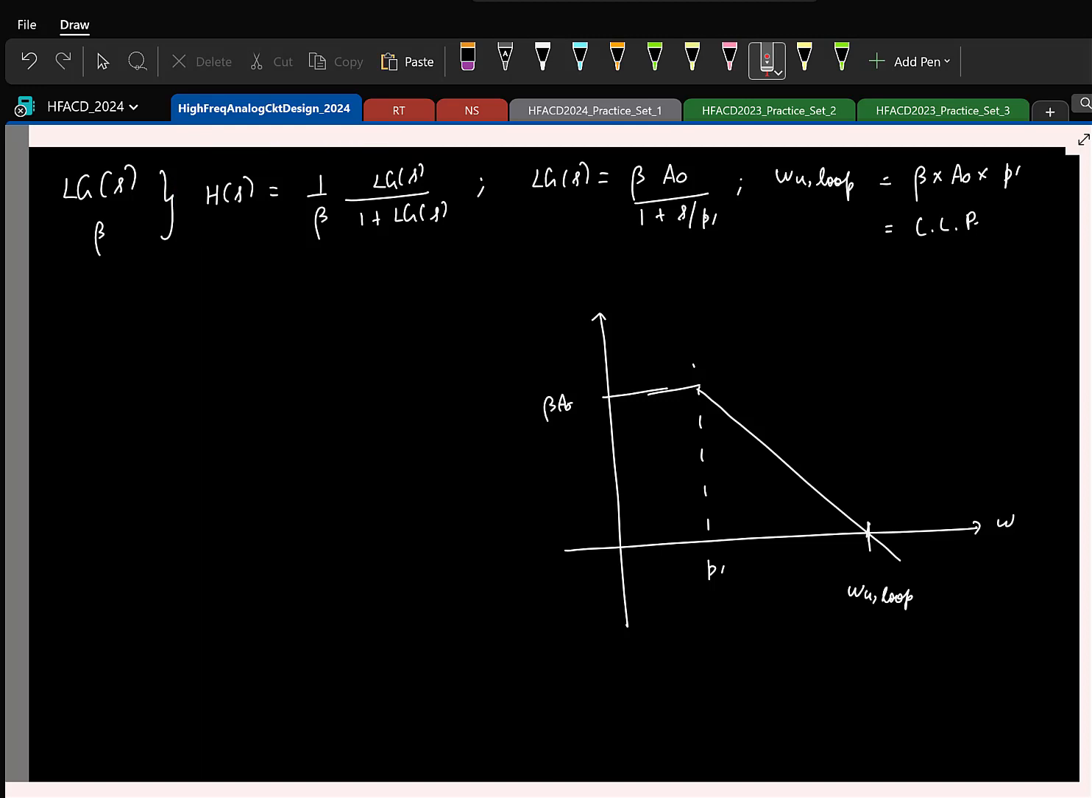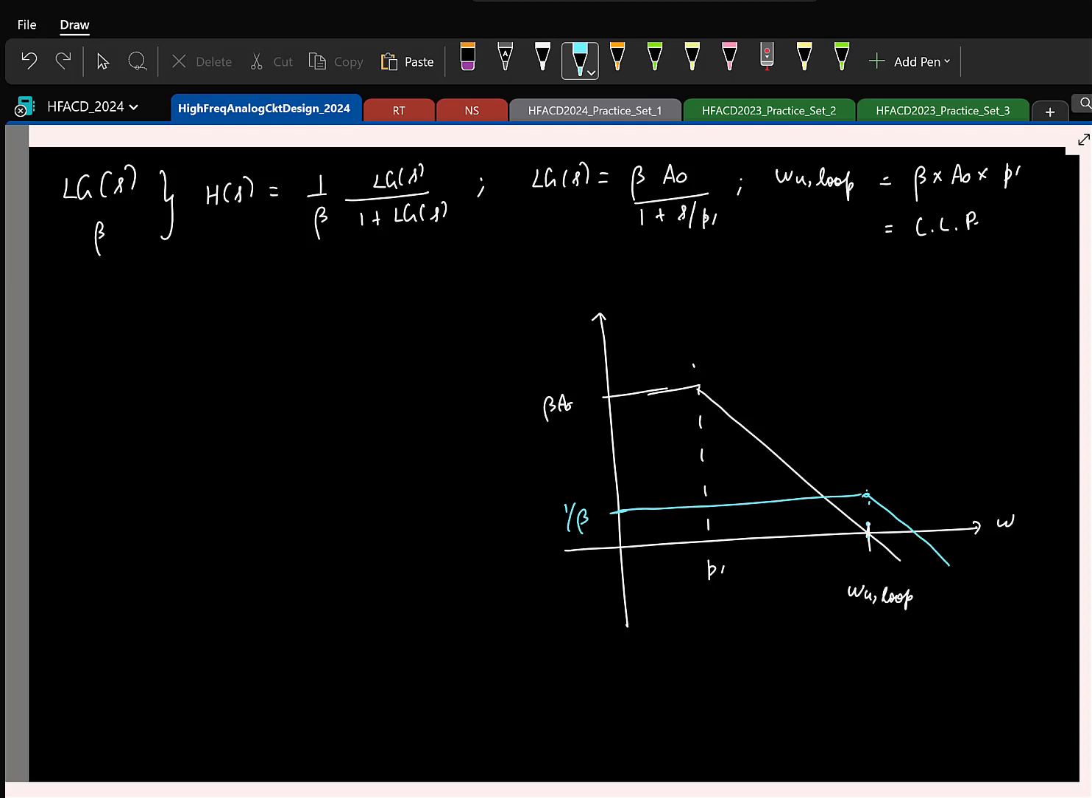Now at low frequencies, how can you approximate the closed loop transfer function? Let's say at DC, the loop gain is very large, so it's approximately 1 by beta, right? So let me take this case, and it's a first order system, and the closed loop pole is where? Same as omega u loop. If I sketch it, it will look something like this.